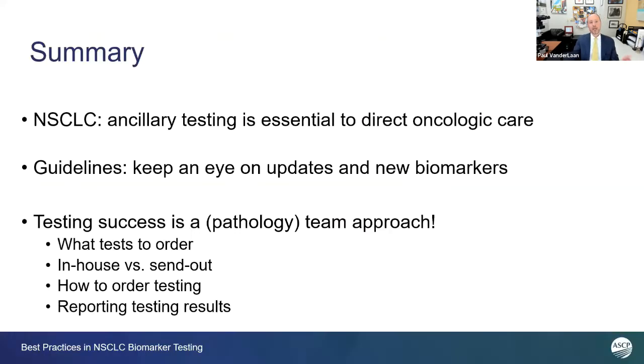So in summary, my very brief part is that in non-small cell lung cancer testing, the ancillary or the molecular testing has become central and key to directing oncologic care. And our oncologists cannot make the decisions on how to treat these patients until they have that testing result back. The CAP guidelines are extremely useful, but also the NCCN guidelines are useful in helping direct what, how, and when we should be doing this testing. And I would encourage you to keep an eye on updates and new biomarkers so you can anticipate changes in the laboratory. And truly, the success for testing is a team approach.